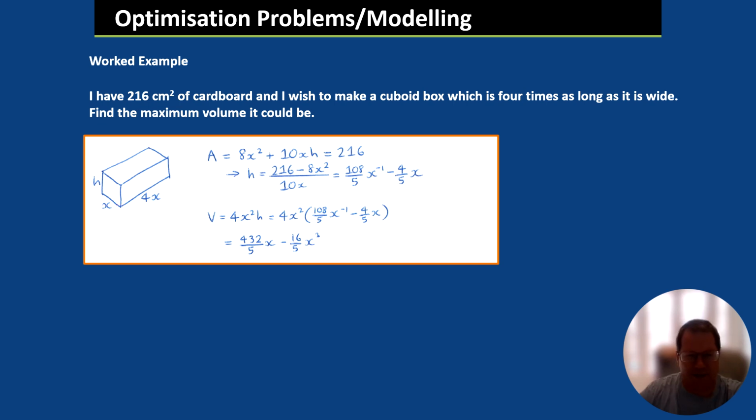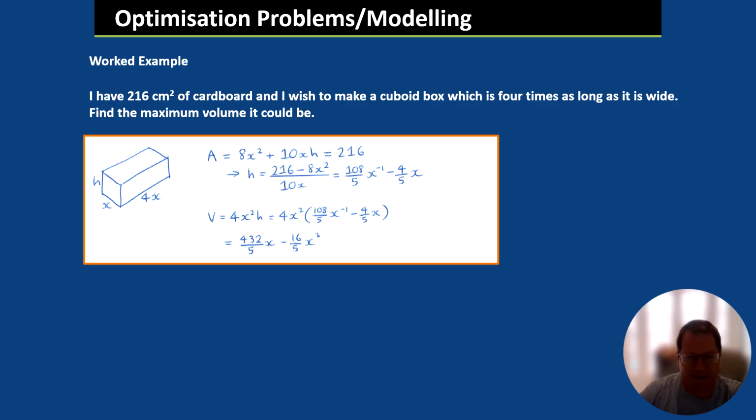And then the other two rectangles are both 4x times h. And if you add that all up, you get 8x squared plus 10xh, equaling our constraint of 216. And then rearranging that to make h the subject again, we get 216 minus 8x squared over 10x, which again has two individual terms, is 108 fifths of x to the negative 1 minus 4 fifths of x.